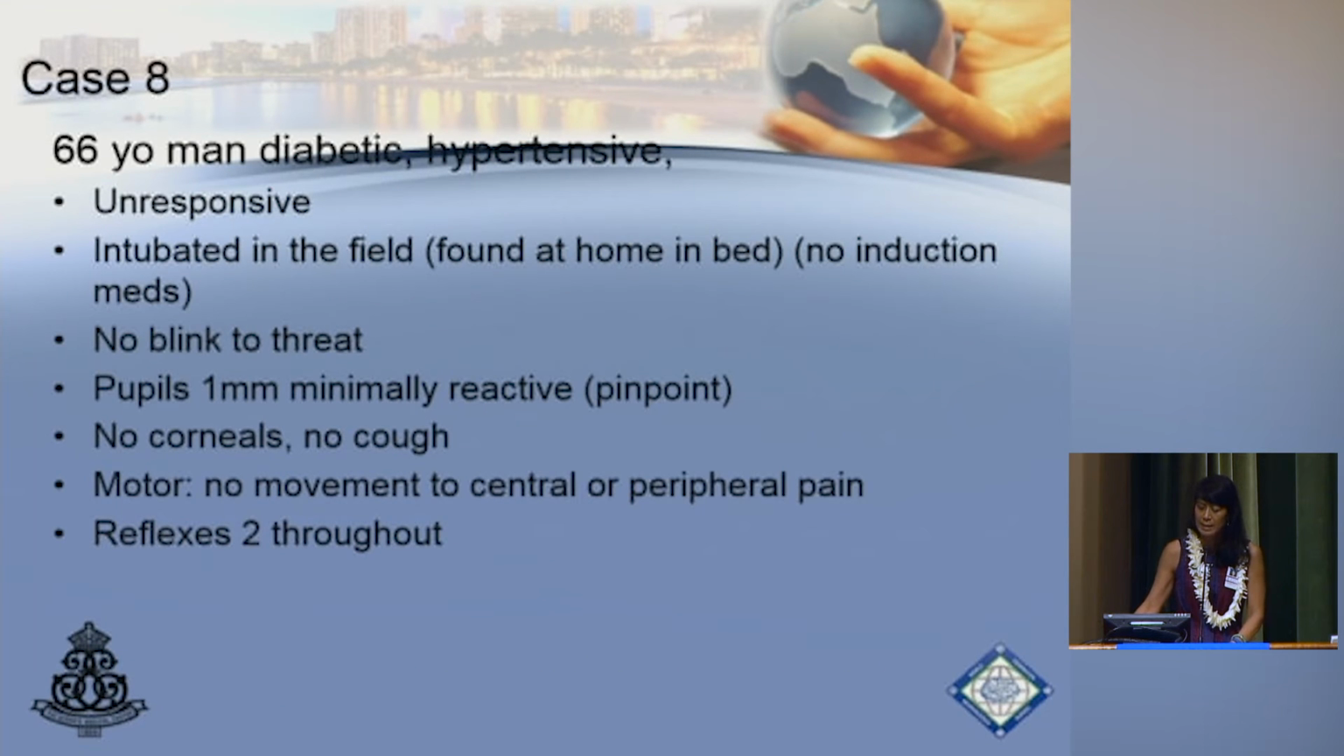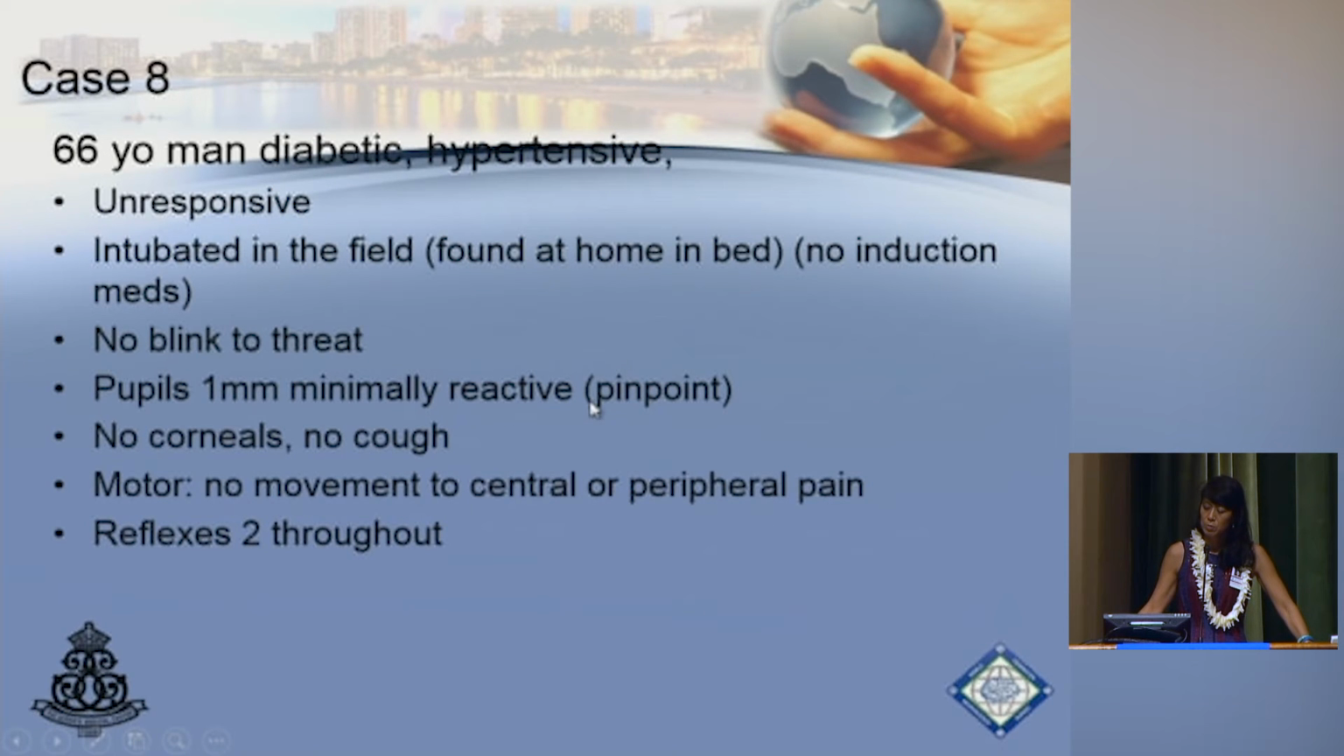And then the last case is a 66-year-old man who's diabetic, hypertensive, who's unresponsive. He's intubated in the field because he's found at home in bed. No medications that you hear. He's got no blink to threat. His pupils are small. They're pinpoint, so these are really tiny. And no corneals, no cough, and motor, no movement at all. And reflexes are present. So there's no paralytics on board because they've got reflexes. We could think that the pupils are small due to medication, but they said that there's no medications, no narcotics.